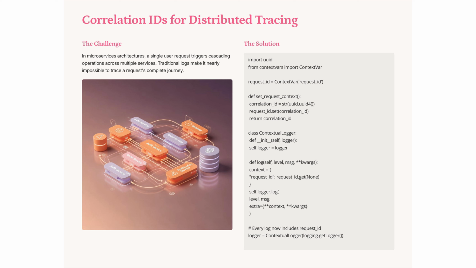In microservices, a single request can trigger multiple services, complicating traceability. By using correlation IDs, we can track a request's journey across services. Implementing this involves generating a unique ID with UUID and storing it in a ContextVar. A contextual logger then logs messages with this ID, ensuring every log entry is traceable.